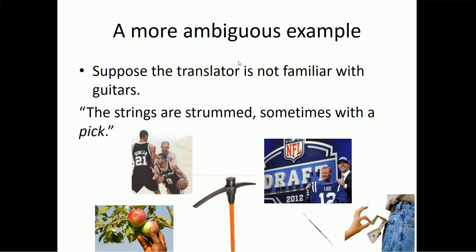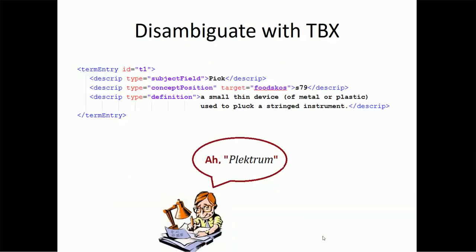So let's look at a more ambiguous example. Suppose a translator is not familiar with guitars, but they're asked to translate a document about guitars. And there's the sentence, the strings are strummed sometimes with a pick. Well, am I talking about a pick like in basketball, a pick like a verb, a pick like a pickaxe, a draft pick, or a pickpocket stealing money, or a dental pick? Could be any of those things. So when the TBX file is entered and we have pick, we're told that it is a small thin device of metal or plastic used to pluck a stringed instrument. Ah, plectrum. Yeah, that's good.